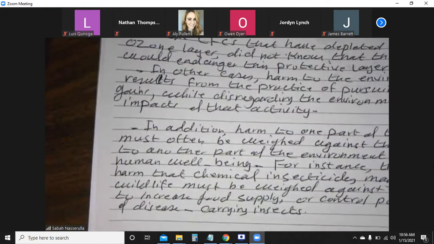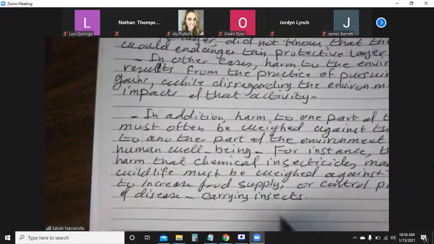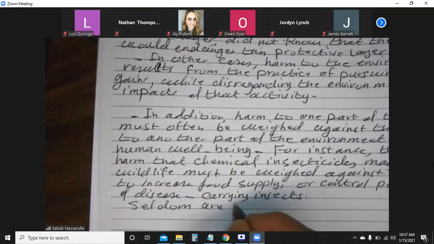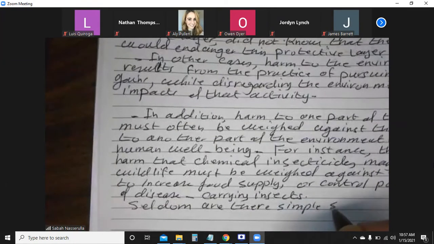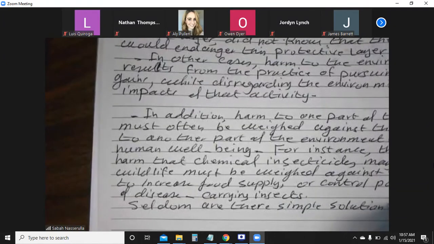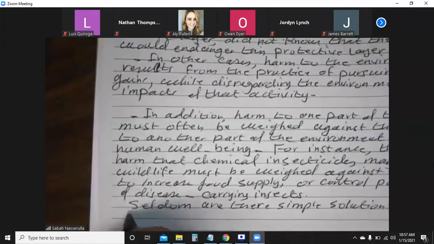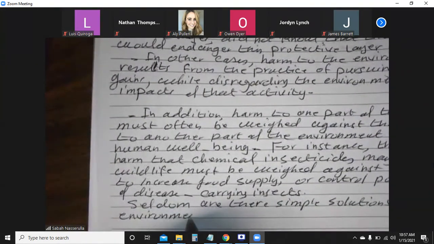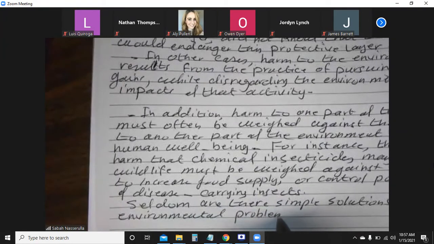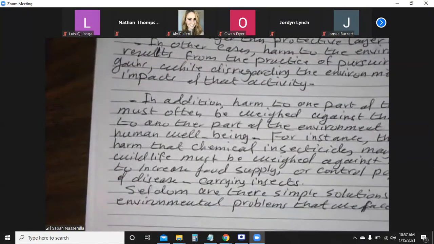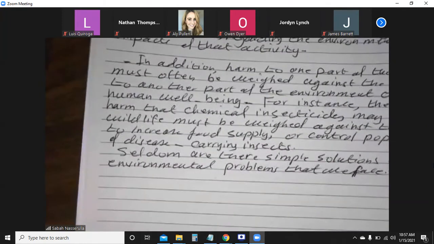And in the end, of course, sometimes it really is not easy to reach a solution when you cut something else. So a final intimation in this regard: seldom are there simple solutions to the environmental problems that we face.